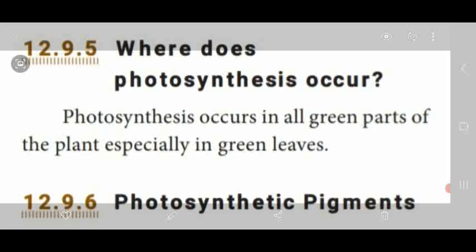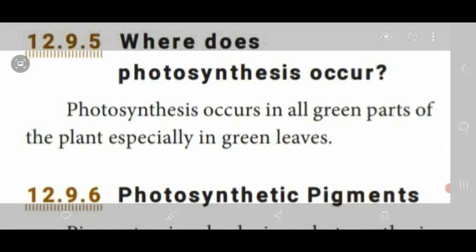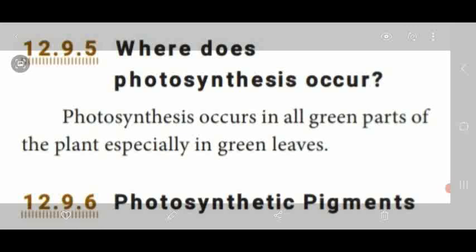So that is the place where photosynthesis takes place in the green plants. This is a book back question. Where does photosynthesis occur? Photosynthesis occurs in all the green parts of a plant, especially in green leaves.